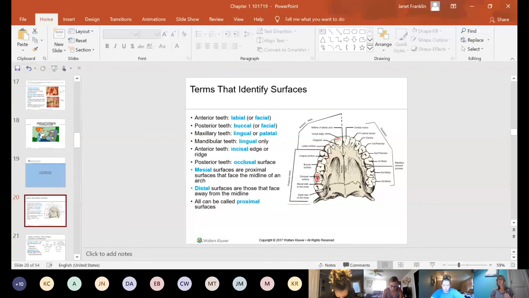When you're talking to a patient, or just generally in the mouth, you can say they have moderate calculus interproximal. That means in between all of their teeth. Or they have moderate interproximal plaque. But if you're talking about a specific surface, you'll want to say the mesial of number 12 or the distal of number 12. I think there's decay on the mesial of number 5. That's how you would talk about surfaces.